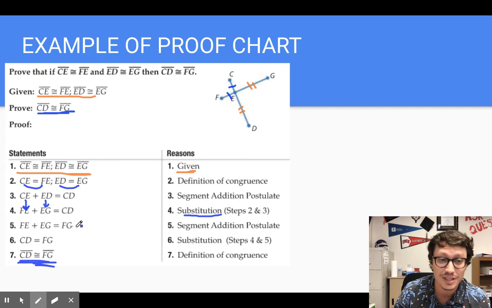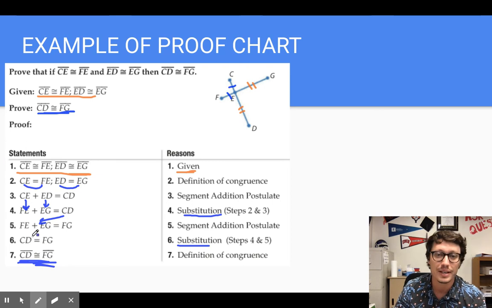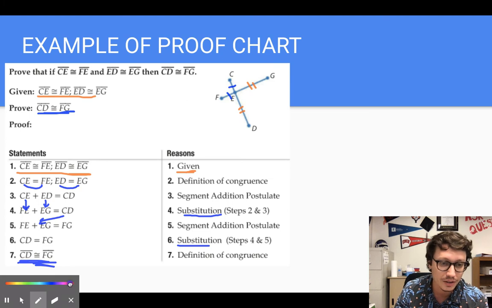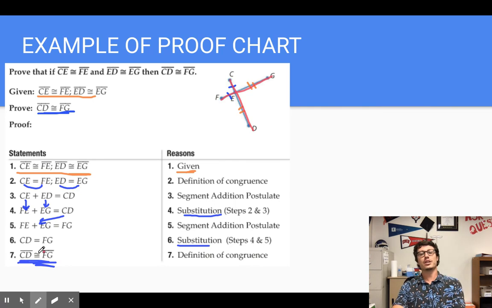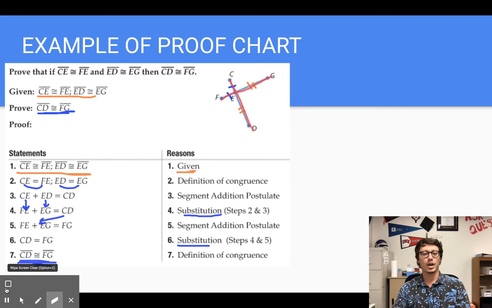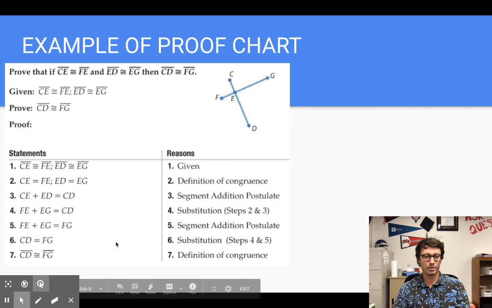Okay, and last one, since we said that FE and EG equal CD, and here we also said that FE and EG are equal to FG, that means we can replace them again, right? If we said it's equal to CD, we can replace these two with CD, which is substitution again. Now we go from an equal sign to a congruent sign. If CD, the entire length here, is equal to FG, then they can also be congruent. Again, we're changing from an equal sign to a congruent sign, so you're always going to use the definition of congruence.